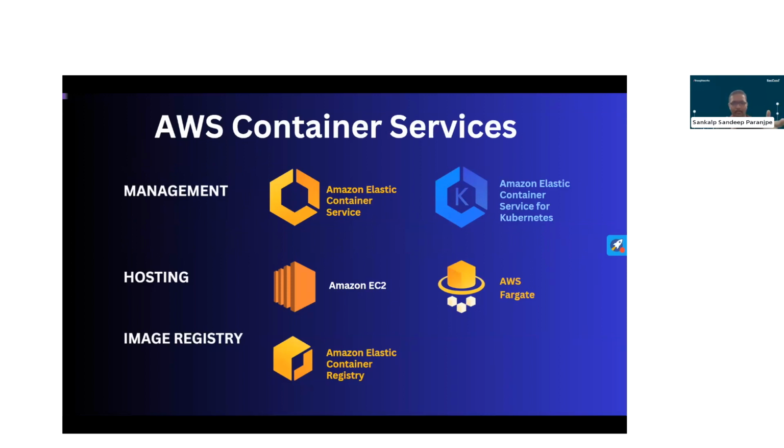Coming to the container services, in AWS there are a few container services provided by AWS: for management, for hosting the containers, and for image registry. For management, we have Amazon ECS, Elastic Container Service, and Amazon EKS, Elastic Kubernetes Service. For hosting the containers, we have Amazon EC2 and AWS Fargate. AWS Fargate is one of the serverless solutions. Then image registry, so it's Amazon ECR.